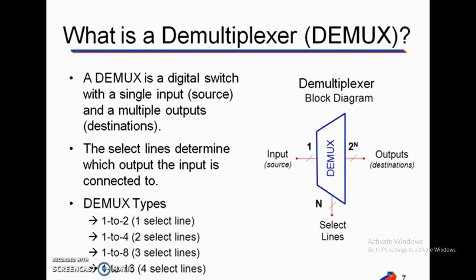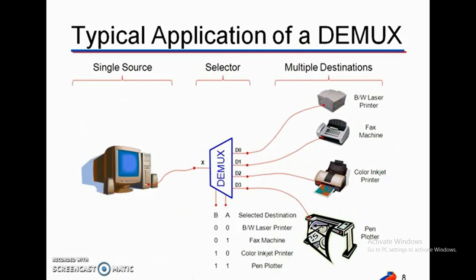Now we will discuss the demultiplexer. A demultiplexer is a digital mirror of a multiplexer. This demultiplexer has one input, that is the source, and 2 to the power of n destinations and n select lines. A demultiplexer is a digital switch with a single input and multiple outputs. The select lines determine which output the input is connected to. Various types of demultiplexer are available, like 1 to 2, 1 to 4, 1 to 8, 1 to 16.